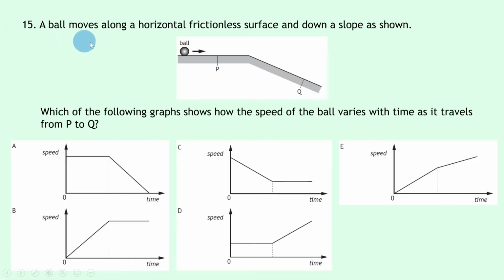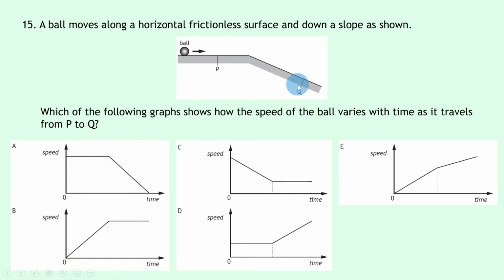Question 15 says that a ball moves along a horizontal frictionless surface and down a slope as shown. So we've got 2 points P and Q, and it says which of the following graphs shows how the speed of the ball varies with time as it travels from P to Q. Well, the ball is going to travel with a constant velocity until it reaches this point here, at which point it's going to be travelling downhill. So it's going to gain kinetic energy because its gravitational potential energy at this point is going to change into kinetic energy. So it's going to gain speed as it moves through Q.